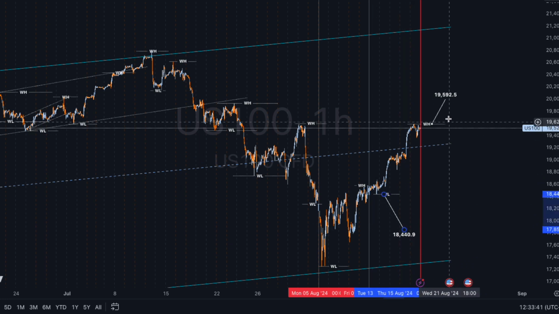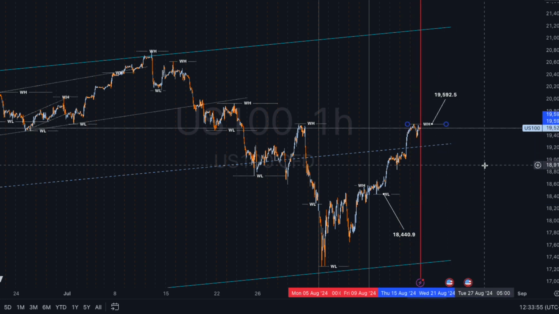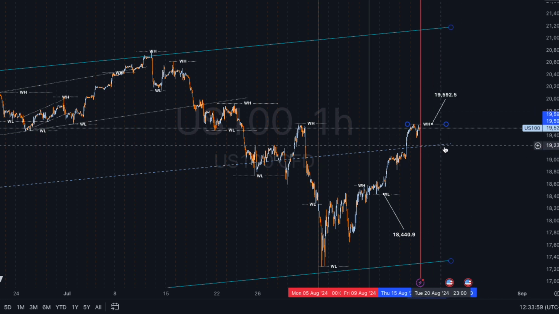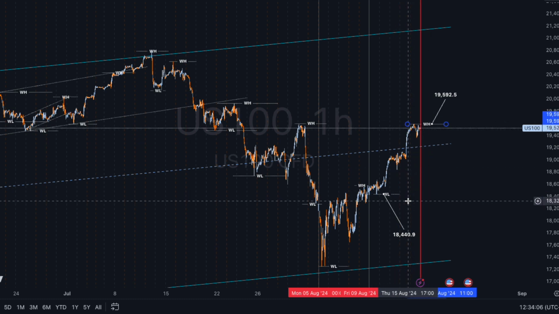but first things first, I just want to mention out the key levels we want to keep an eye on. So on the low side, weekly low, we're looking at 18440.9. That's this level right here, right? And then on the high side, this level right here, we're looking at 19592.5. So these are the two levels that we're looking at to see if price is going to do anything, i.e. take this one out or possibly take this one out, right?